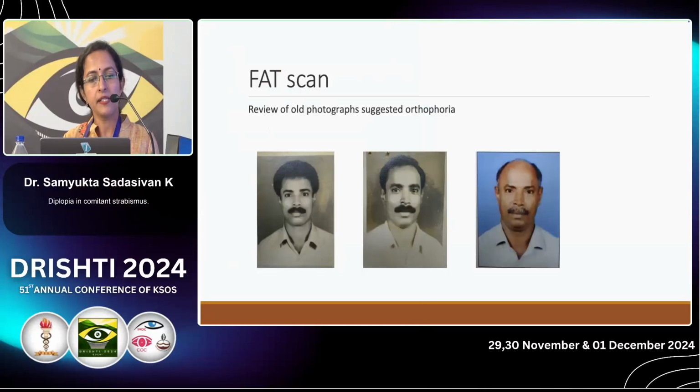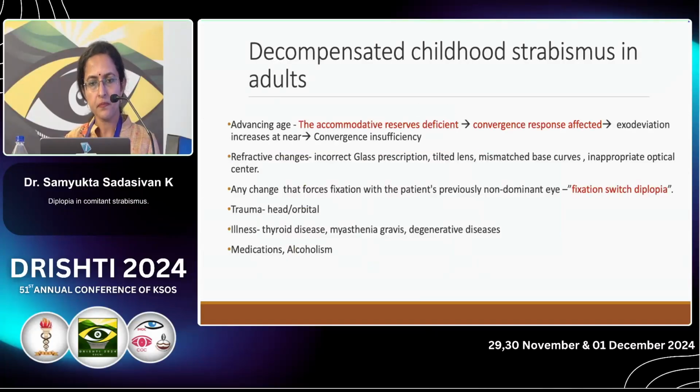So this was his FAT scan. All the photographs of the past suggested orthophoria. So this is probably a decompensated childhood strabismus in adulthood. Advancing age per se is a causative factor that causes some imbalance between the sensory and motor binocularity. So here, probably the accommodative reserves have become deficient with age.